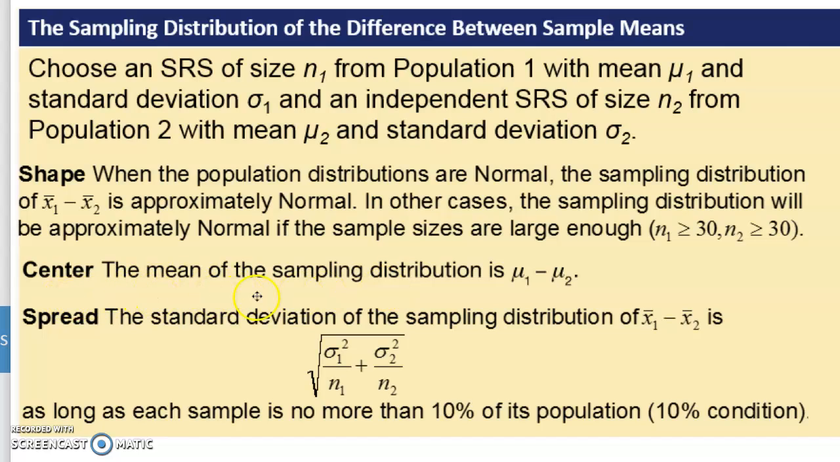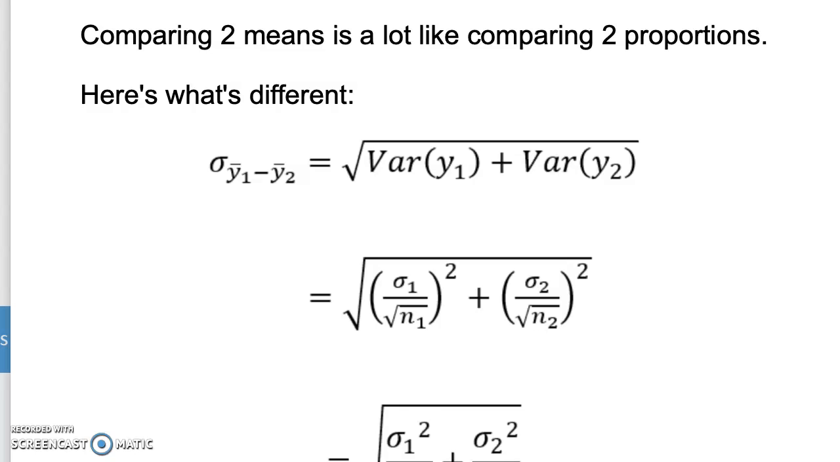Center: the mean of the sampling distribution will be the difference of the means, okay? And spread: the standard deviation of the sampling distribution is this formula, and we'll talk more about that later, as long as each sample is no more than 10% of its population. So we still have the 10% condition.